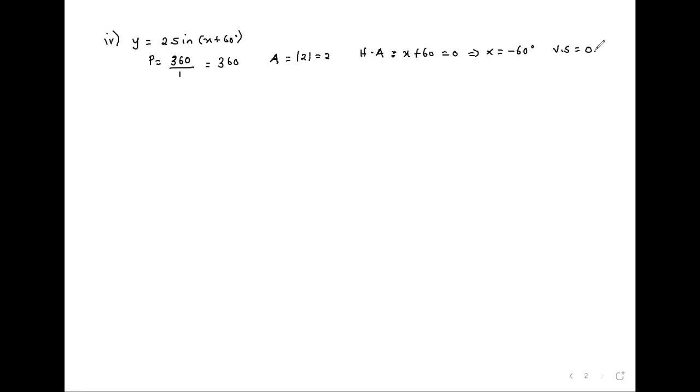So from there, we'll have the scale. So the scale is period divided by 4. That is 360 over 4, which is equal to 90 again. So you can sketch a graph.